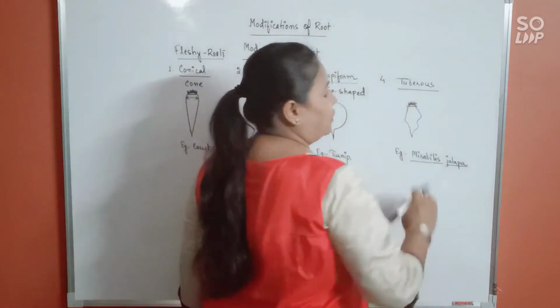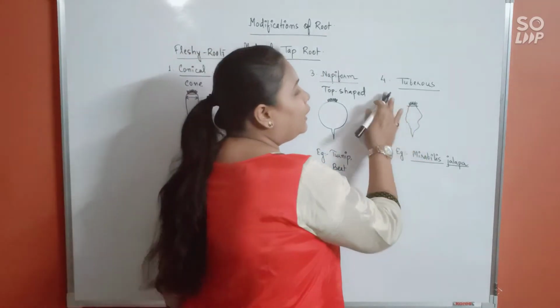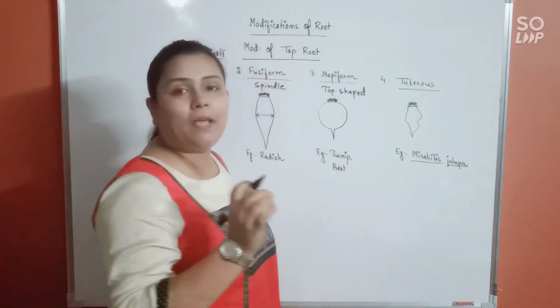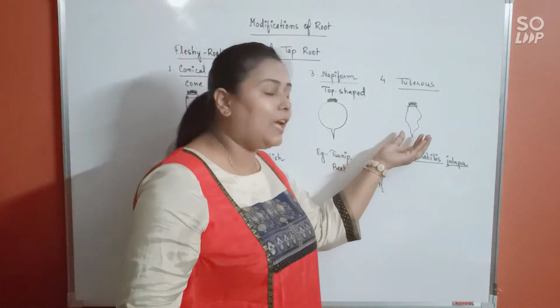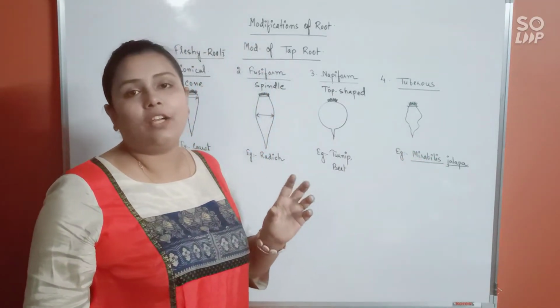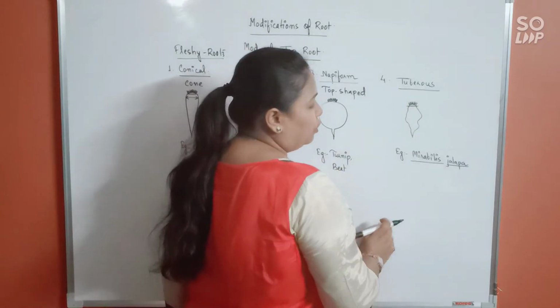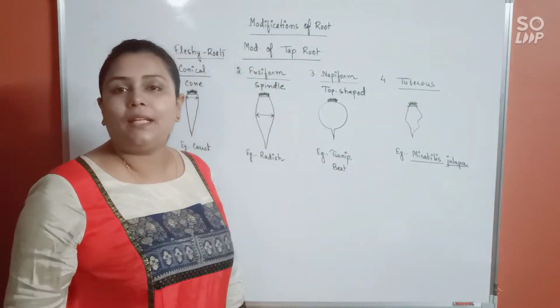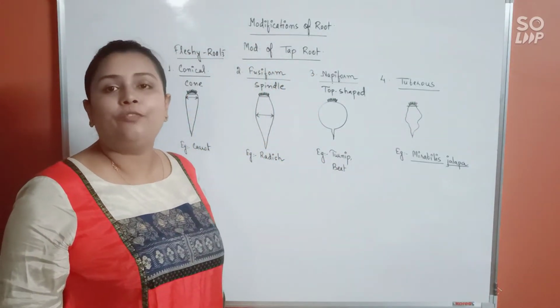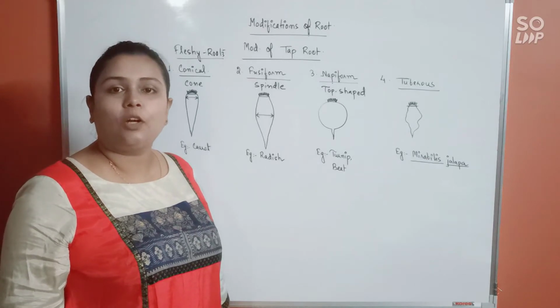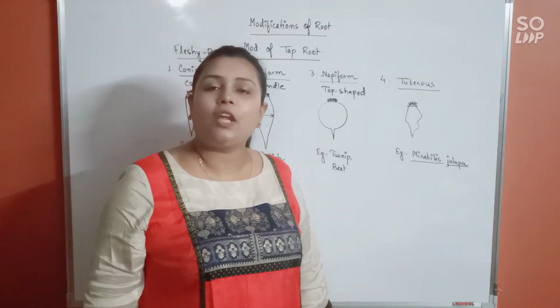Finally, coming to tuberous root. They don't have any specific shape. They have an irregular pattern. So in that case, we call them tuberous root. Example will be Mirabilis jalapa or 4 o'clock plant. These are modifications of taproot.